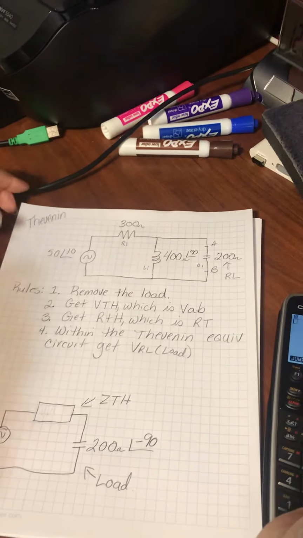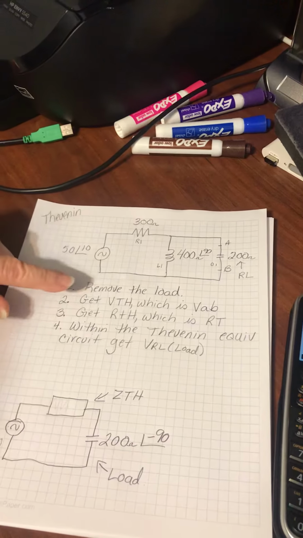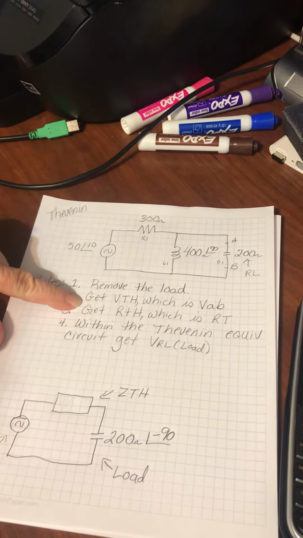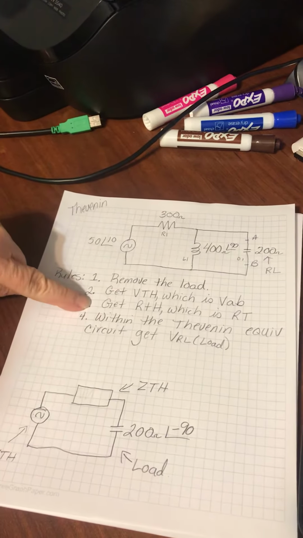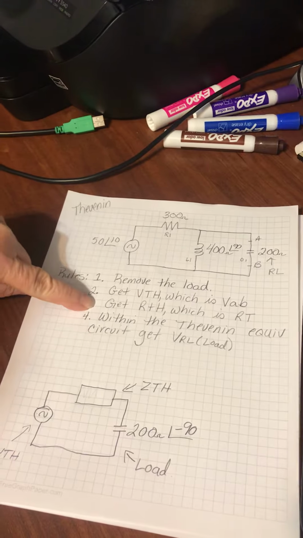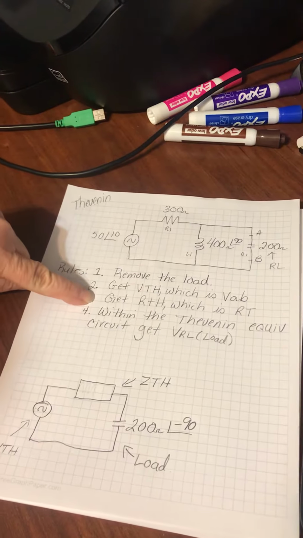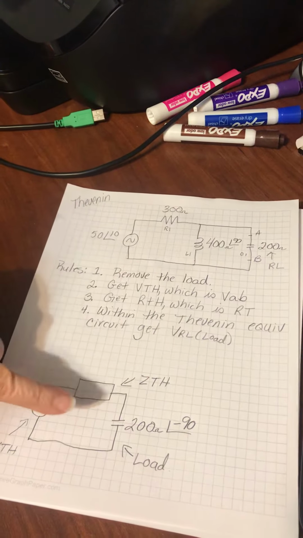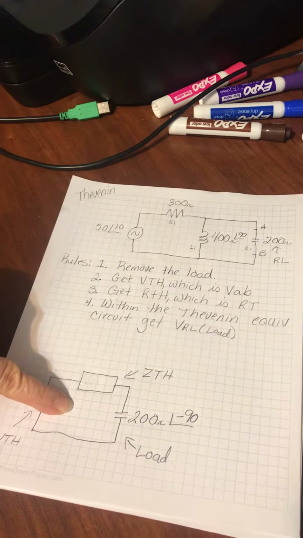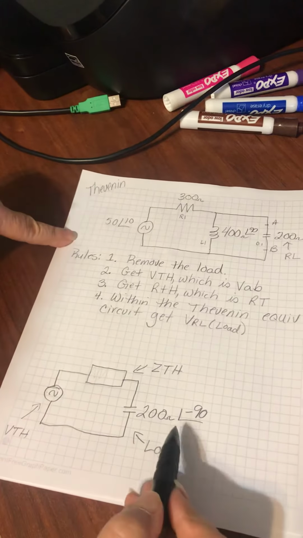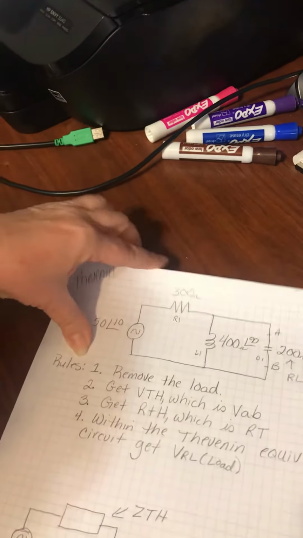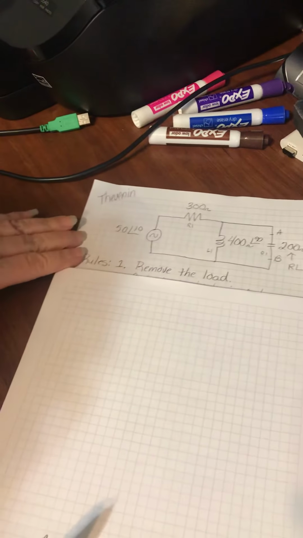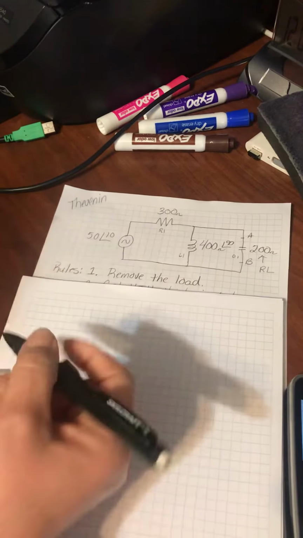So once we remove the load, we have to get VTH, which is the voltage for this circuit. I said RTH, but it's actually ZTH, which is Z total within that circuit. And then within the Thevenin equivalent circuit, we're going to get the voltage across this load. So I'm going to redraw the circuit. Here we go, with the load out of there.